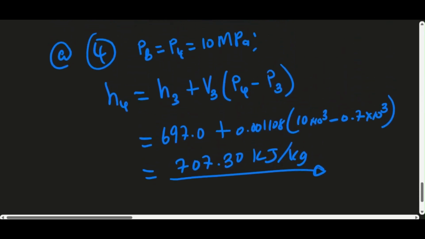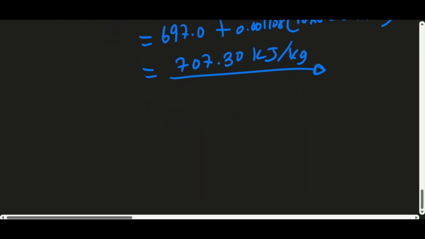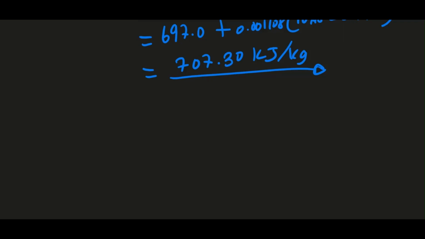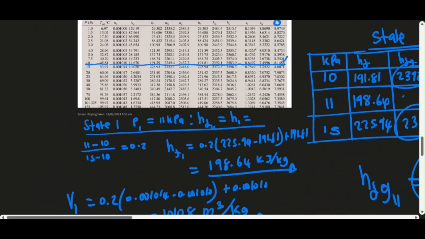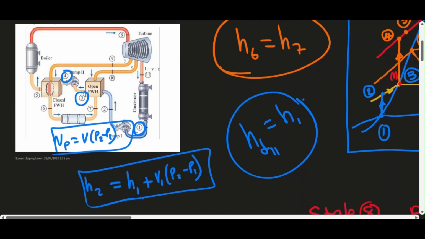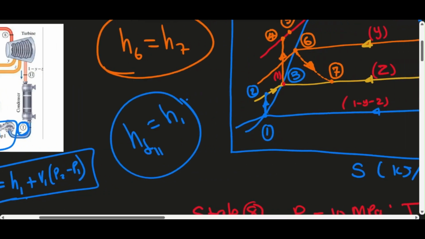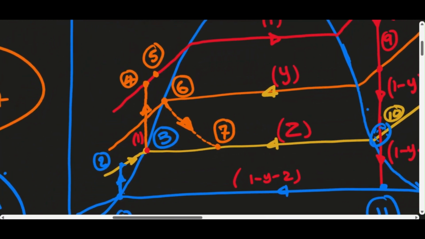Alright, that is state 4. So those are the properties at state 4. Alright, what's next? You can pick any state, remember. Okay? Move from H4, can move to H5. H4, now move to H5.